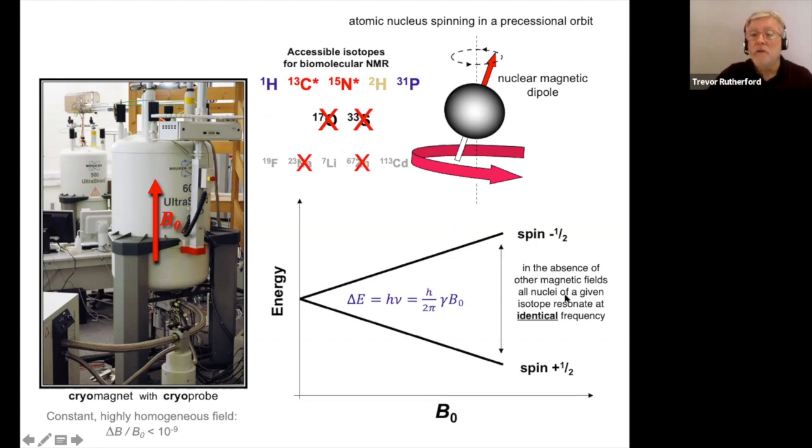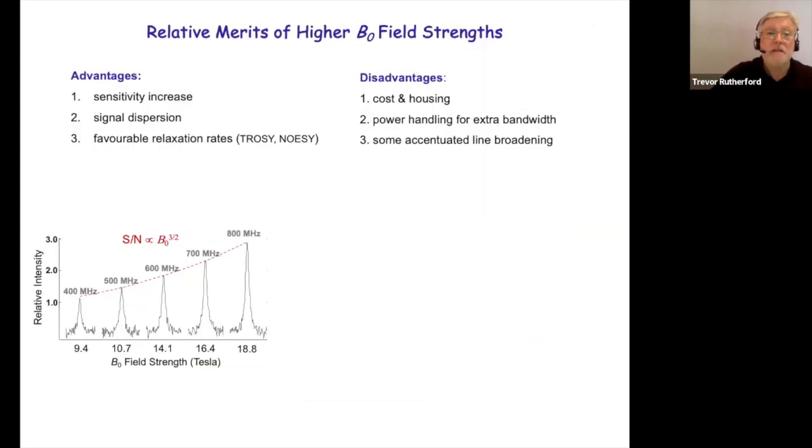Okay, so it is worth saying that in the absence of any other magnetic field other than B0, all of the nuclei of a given isotope will resonate at exactly the same frequency, not near enough or thereabouts, but exactly the same frequency. So when we're talking about the field strength of these spectrometers, and very often you'll hear people talking about the higher field strength, what is the advantage? What are the relative merits of going to higher and higher B0 field strengths?